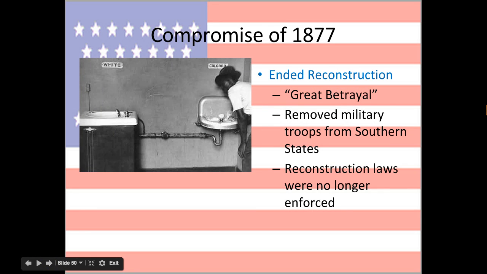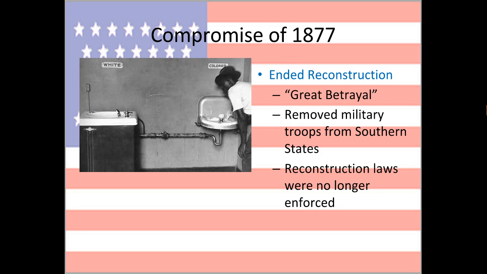Okay, the next thing about the end of Reconstruction is the Compromise of 1877. So we said that in the election of 1876, you had Rutherford B. Hayes, who's a Republican, and Samuel Tilden, who is a Democrat. And we said that they were tied or pretty much too closely together to figure out who actually won the election. So in order to fix this problem, you're going to have the Compromise of 1877.